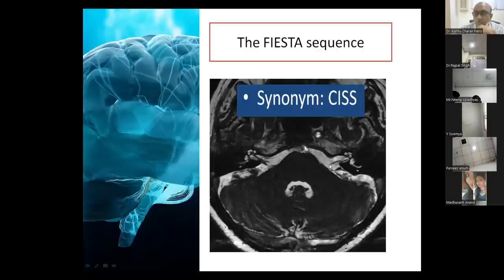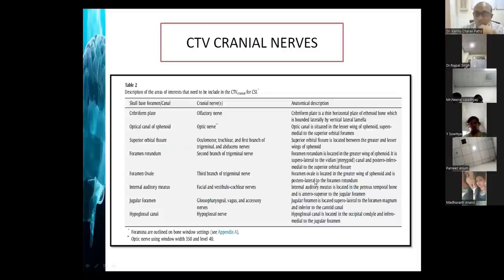In your scan, these are the various foramina: cribriform plate, optic canal, superior orbital fissure, foramen rotundum, foramen ovale, internal auditory meatus, jugular foramen, hypoglossal canal. These are the various foramina we have to contour. These are the various nerves which traverse these foramina, and these are the anatomical descriptions of how to identify them. So this is a practice. If possible, I will show you how to identify all these foramina.